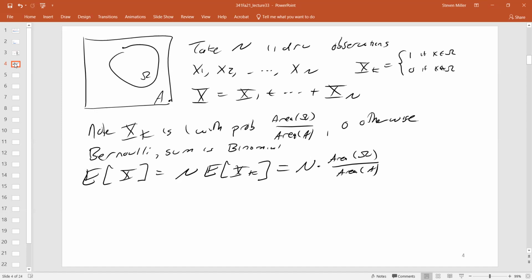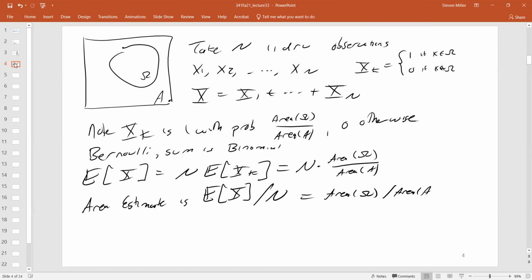And so if we wanted to estimate the area, the estimate is the expected value of x divided by n, which is the area of omega over the area of A, the relative area. Because this gives us the expected number of points that are in our set omega. When we divide by n, that's going to give us the fraction.